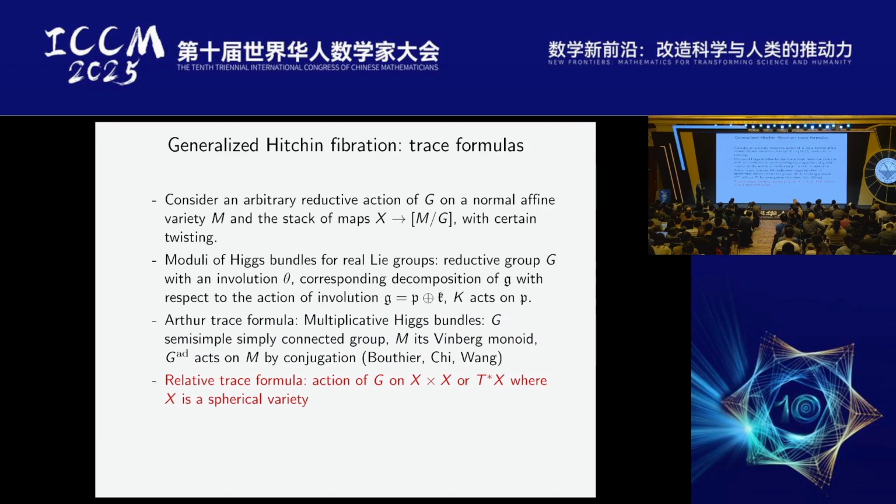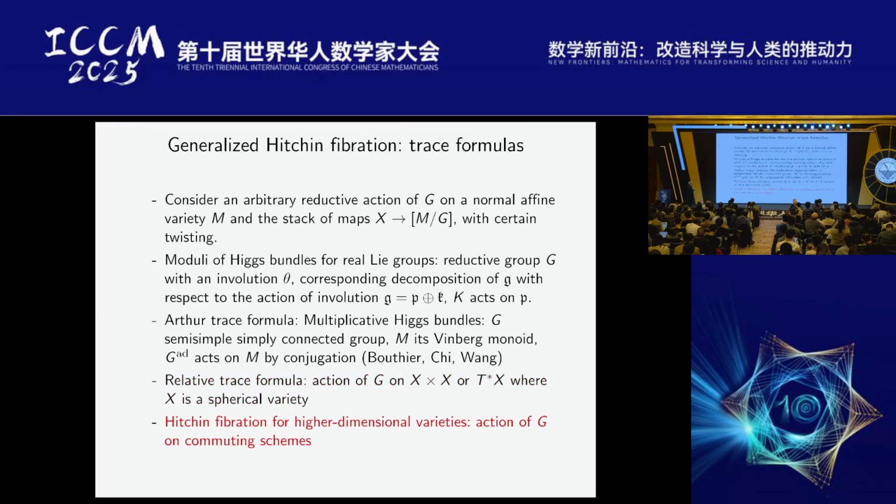And so we can look at the action of G on X times X, or cotangent of X, where X is a fixed spherical variety. That is relevant to the Sakellaridis-Venkatesh program. And then you want to look at commuting schemes. For example, X is a surface, then you look at the scheme of pairs of elements in the Lie algebra that commute with each other, with a diagonal action of G. And that's somehow some of the most difficult situations. And now you want to generalize the invariant theory that I set out for the adjoint action to this case, to see how it looks.